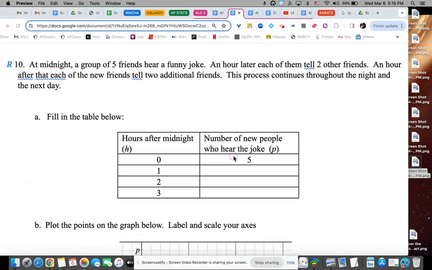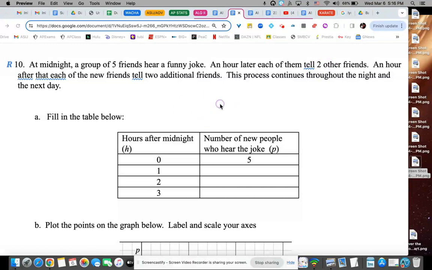All right, last problem. This is one of those problems like doing a good deed, or telling a joke, or the rumor mill tree or something. So we have 5 people, and they're going to hear the funny joke, and then every hour they're going to go tell 2 of their friends the joke. And then we want to see how many people have heard the joke after a few hours.